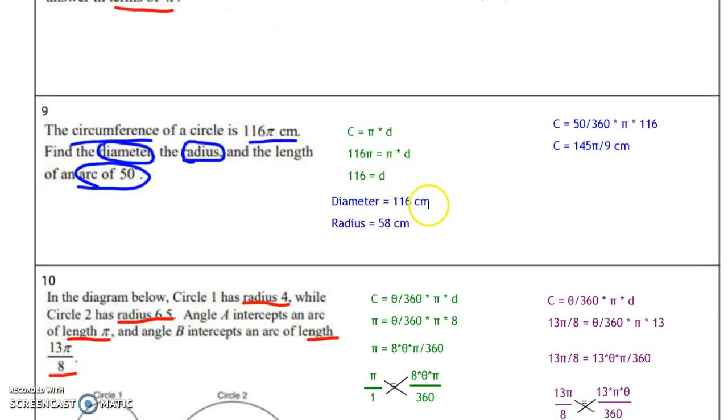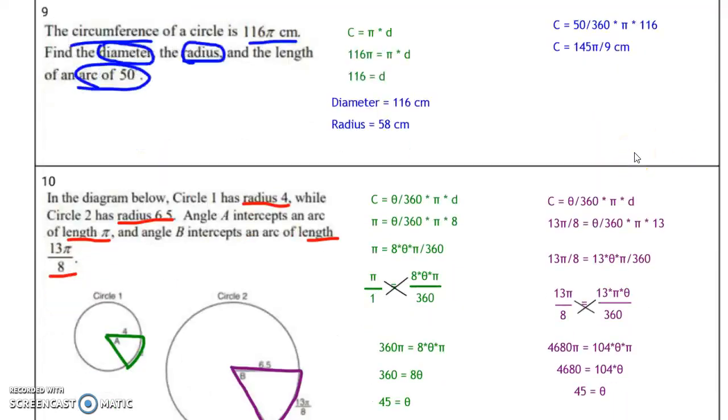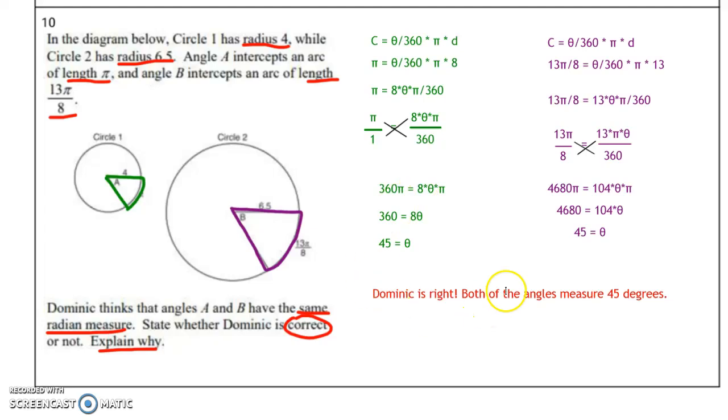This question, it was given to us that the circumference is 116 pi, so we back solved from C equals pi times diameter to get 116 for the diameter. Radius is half that, and then the circumference of part of the circle is going to be that same exact circumference formula, that arc length formula. And then last but not least, it asked us whether Dominic was right in the fact that these angles were 45 degrees. There was a little bit of solving that needed to be done, but it's just algebra, and all of this algebra gave us the fact that they're both angles of 45 degrees.